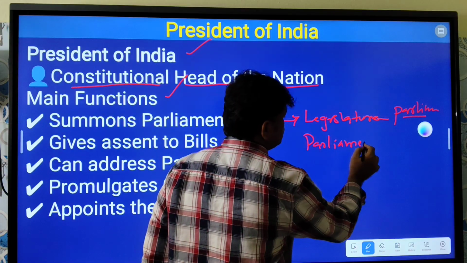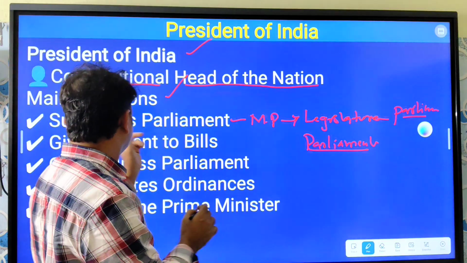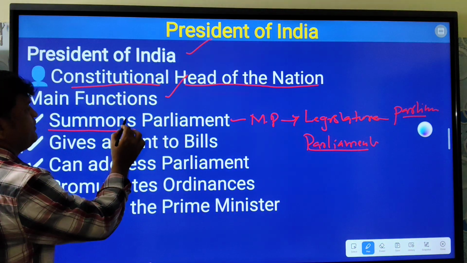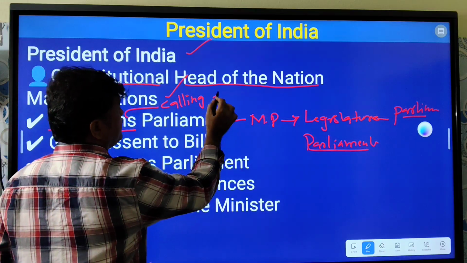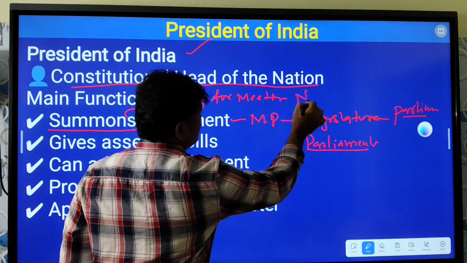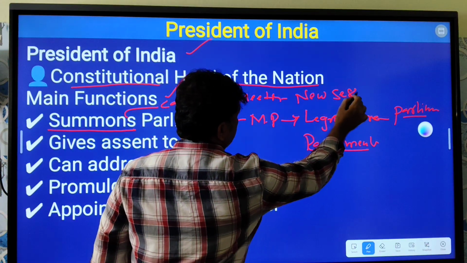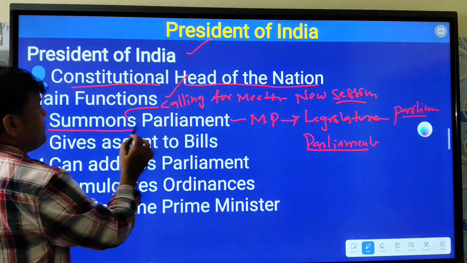So it is the job of the president to call for a meeting, a new session. What is summons? Calling for a meeting for a new session. New session means a new meeting. So it is a summons to the parliament.